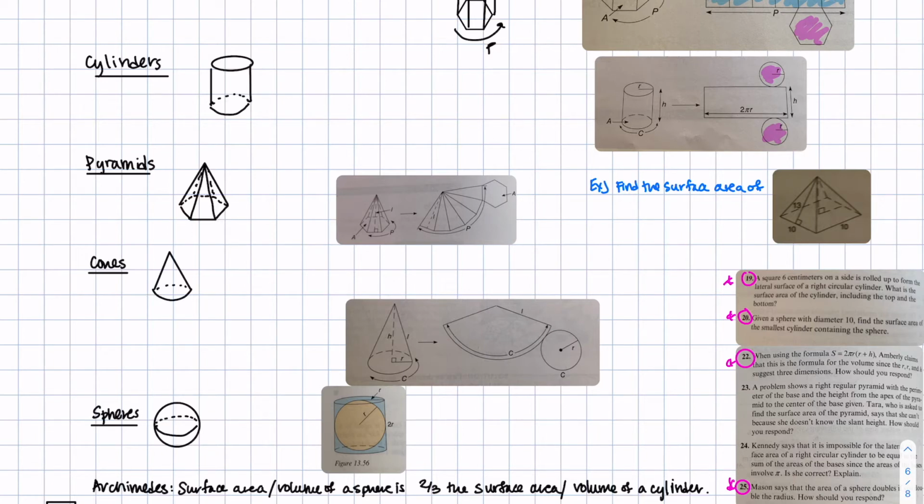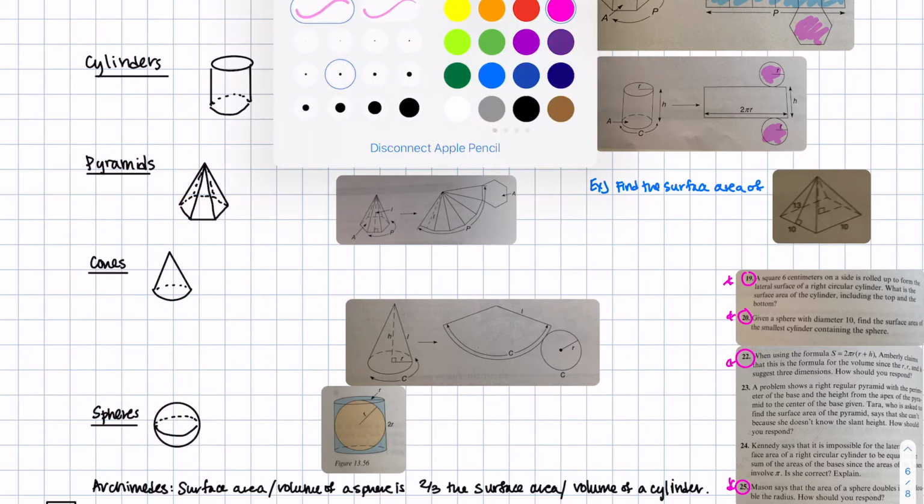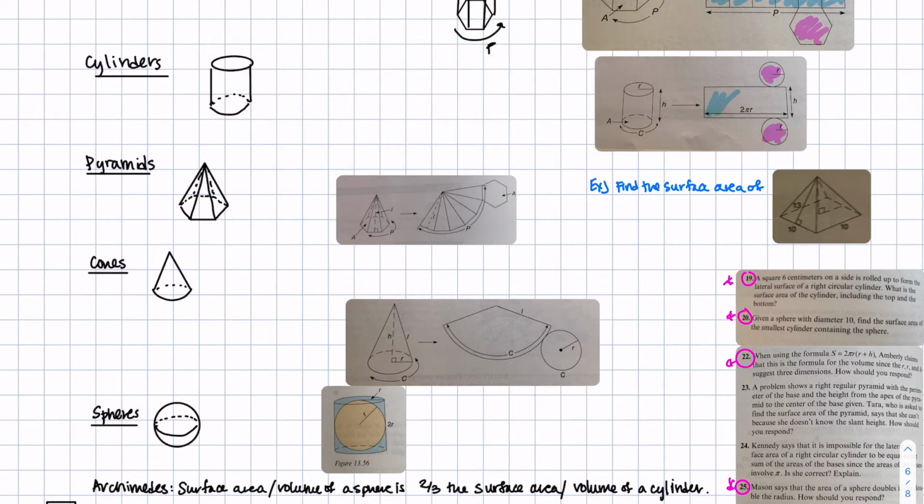So I should have 2 of those. And then I want to compute the area of this rectangle. Okay, so the surface area is 2 times the area of the top and bottom circles, plus the height.